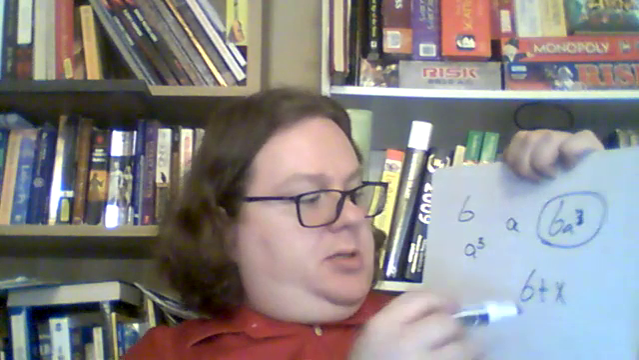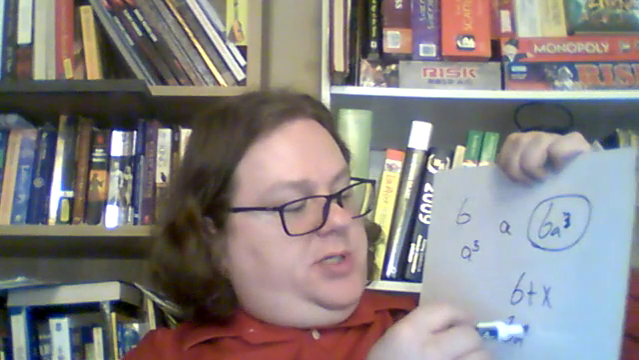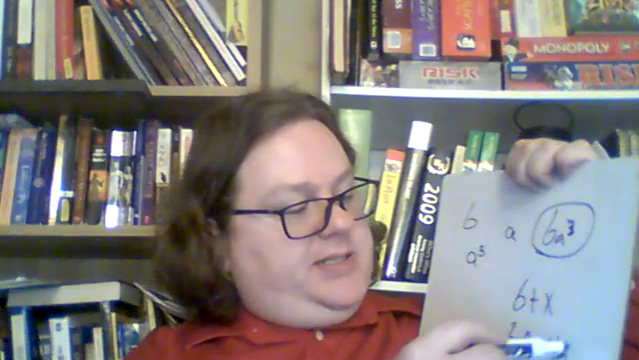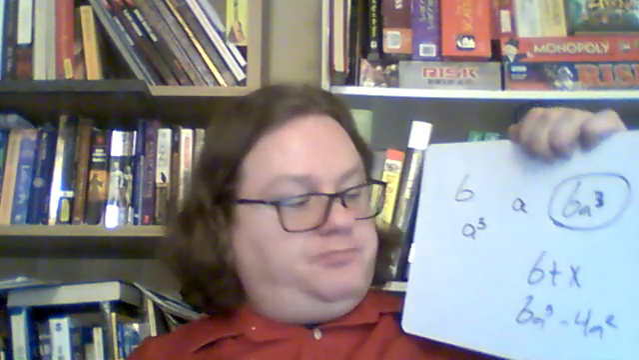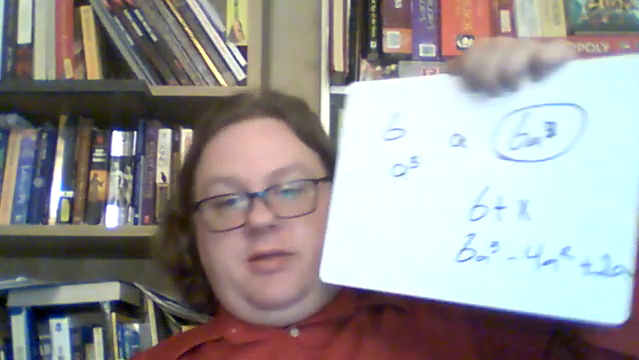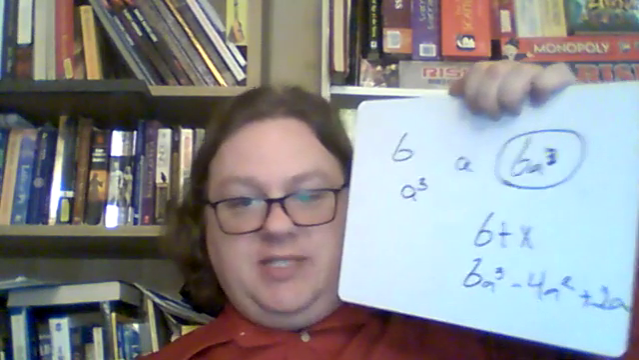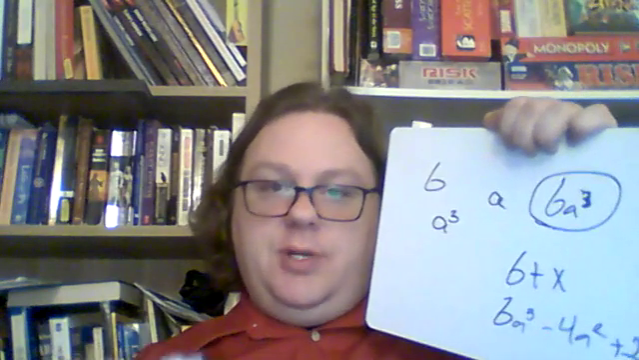Okay? A binomial is when it's separated by a plus or a minus. 6 plus x, that's a binomial. 6a cubed minus 4a squared, that is a binomial. Bi meaning two, right? If I added a third one, plus 2a, then that is a trinomial. Tri means three. So you've got monomial for one, binomial for two, trinomial for three.